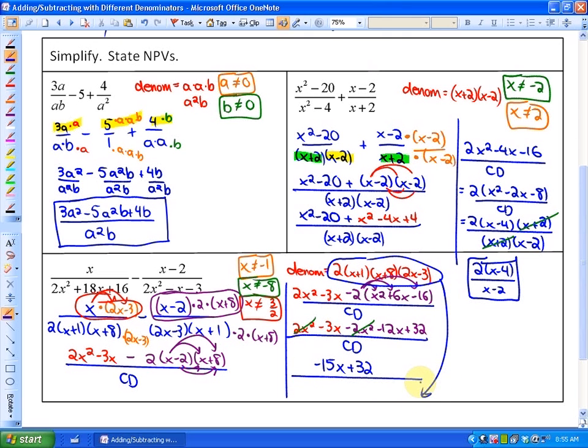So my simplest form is negative 15x plus 32 all over 2 times x plus 1 times x plus 8 times 2x minus 3. And that is the simplest form, since nothing in our numerator or denominator can be factored any further.